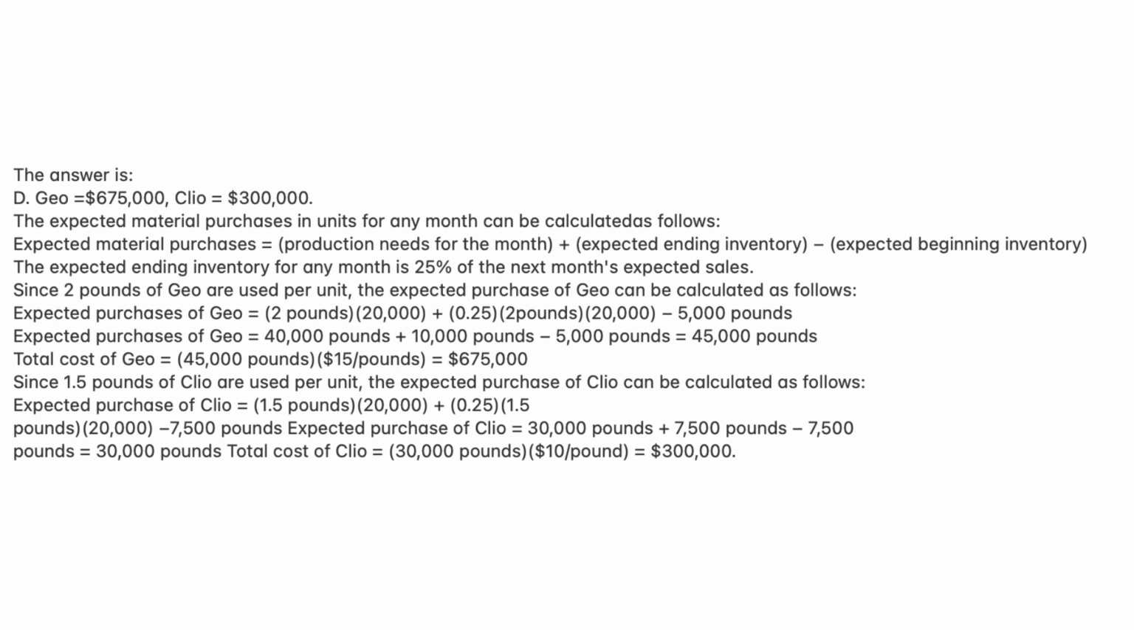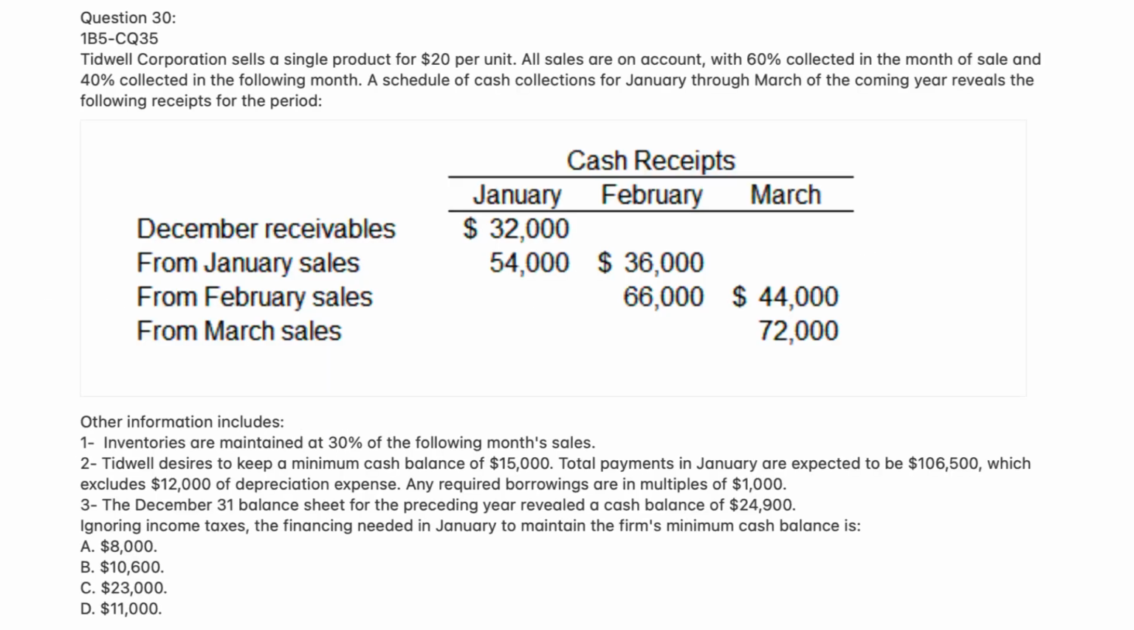Since 1.5 pounds of Clio are used per unit, the expected purchase of Clio can be calculated as follows. Expected purchase of Clio equals 1.5 pounds times 20,000, plus 0.25 times 1.5 pounds times 20,000, minus 7,500 pounds. Expected purchase of Clio equals 30,000 pounds plus 7,500 pounds minus 7,500 pounds equals 30,000 pounds. Total cost of Clio equals 30,000 pounds times $10 per pound, equals $300,000. Question 30.